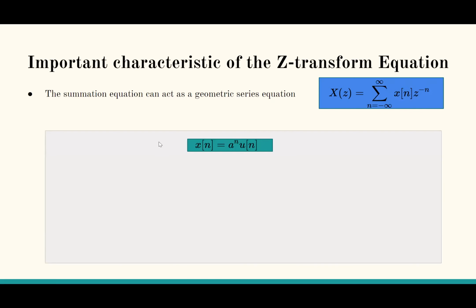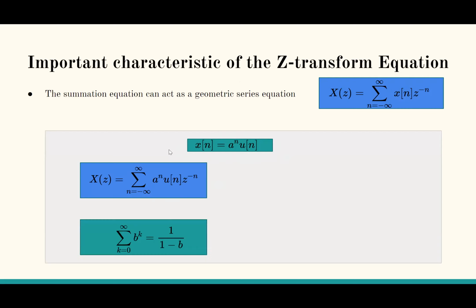A quick example would be, let's say x[n] is a causal exponential. We put that into the general equation, and we get this, right? And we know the geometric series identity. The identity is right here: if we have b to the power of k, then that should equal 1 divided by 1 minus b, right? So with the identity, we can manipulate this equation and have it identical to this one. Also, k is equal to 0 to infinity.